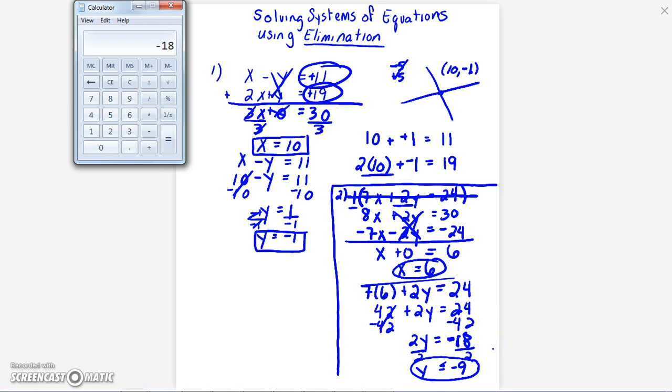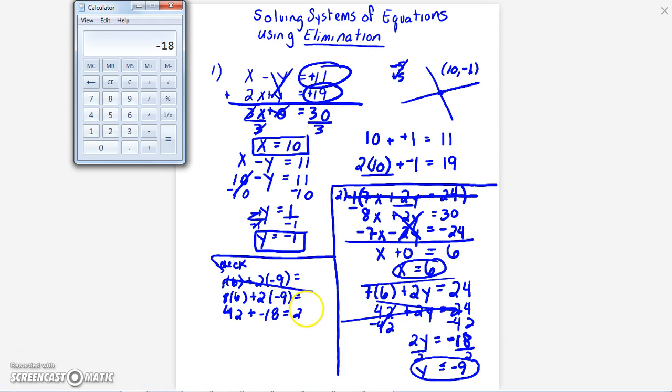Don't forget to check. Let's go back in and see if this works. So I'm going to substitute this time both numbers into both equations. So I have 7 times 6 plus 2 times -9, and the second one, I have 8 times 6 plus 2 times -9. On the top one, I need to get 24, and on the bottom equation, I need to get 30. I'm going to do the top one first. 7 times 6 is 42, plus negative 18 equals 24, positive 24. So that works.